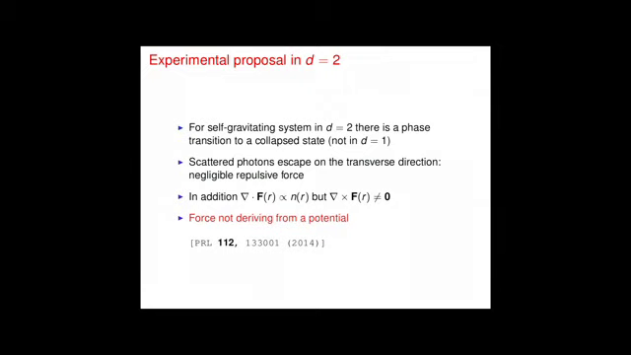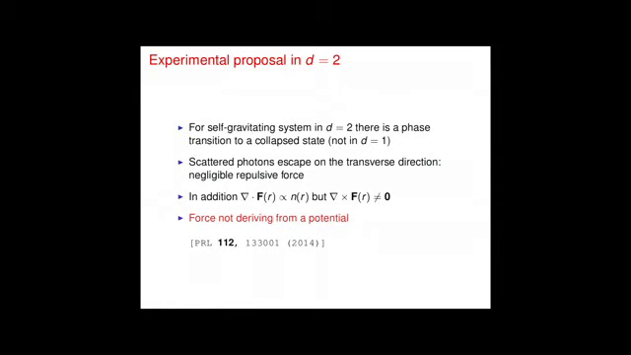Also, like in 1D, the scattering photons escape in the transverse direction, so there is a negligible repulsive force. Also, we expect that the attractive force will be the most important. In addition, here the effective force between the atoms does not derive from a potential. So it means that the divergence of the force still follows the Poisson equation, but there is an irrotational term which is different from zero.